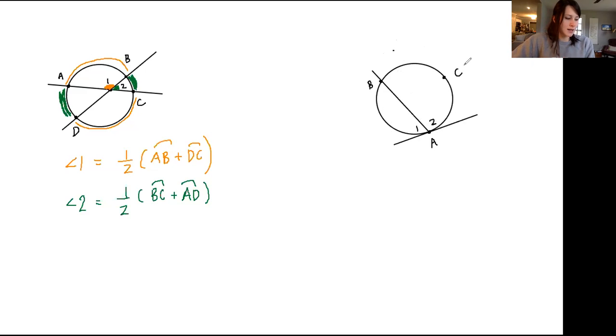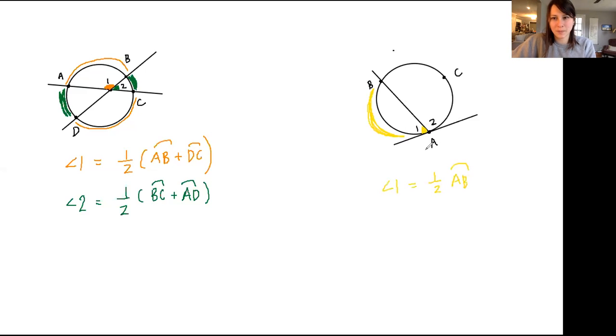So if a secant and a tangent intersect at the point of tangency, just like this picture shows, then the measure of each angle formed is 1/2 its intercepted arc. So what that is saying is, looking at angle 1 here, this angle 1 is 1/2 of the arc that kind of belongs with that angle. So that intercepted arc would be arc BA or arc AB.